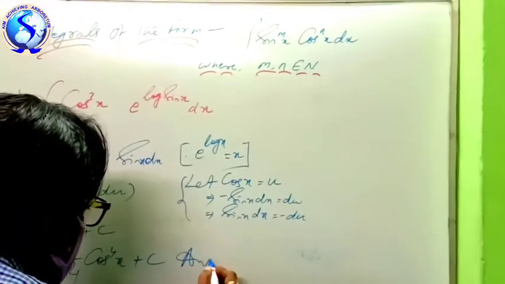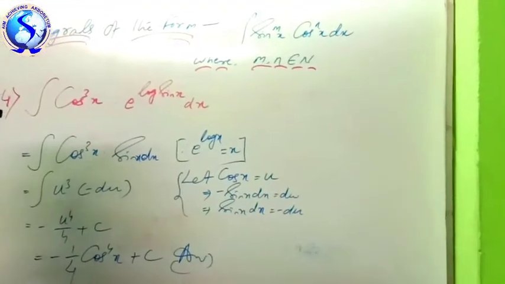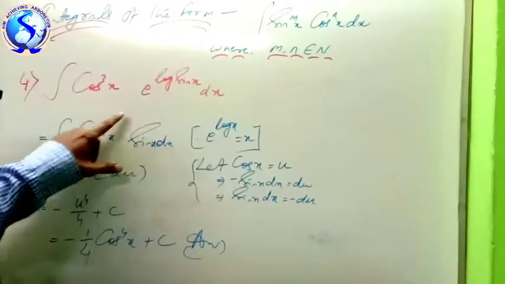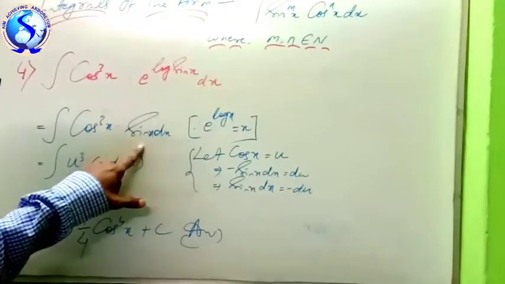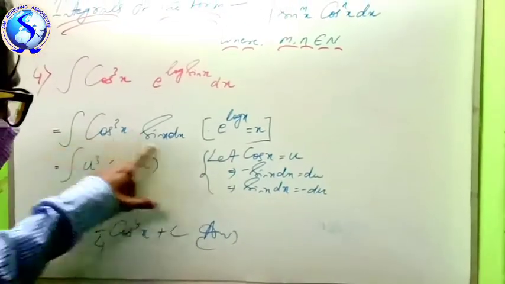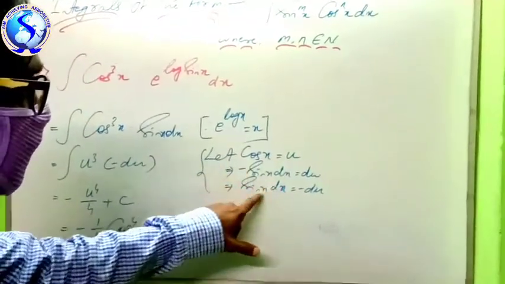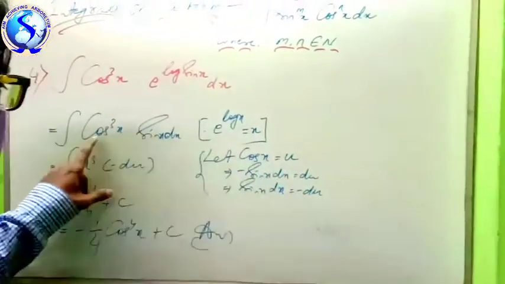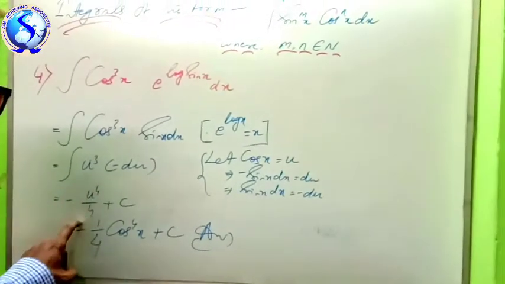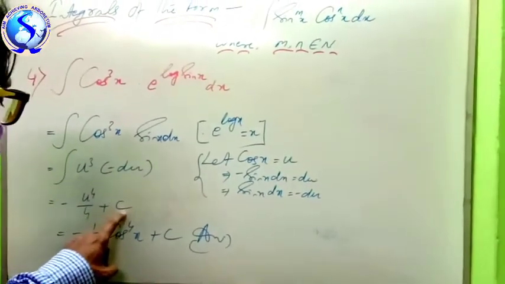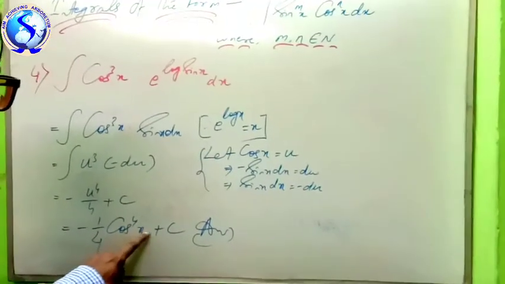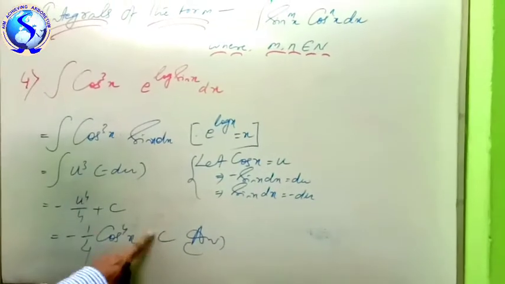So what is the answer of this question? The question is given like this: cos cubed x into e to the power log sin x dx. Then e to the power log sin x is equal to sin x, using the formula. Substitute cos x as u. The derivative of cos x is minus sin x dx, so sin x dx equals minus du. Putting cos x as u and sin x dx as minus du, you are getting u to the power 4 by 4 plus c, where c is the integration constant. The final answer is minus 1 by 4 cos to the power 4 x plus c. This is the answer of number 4.